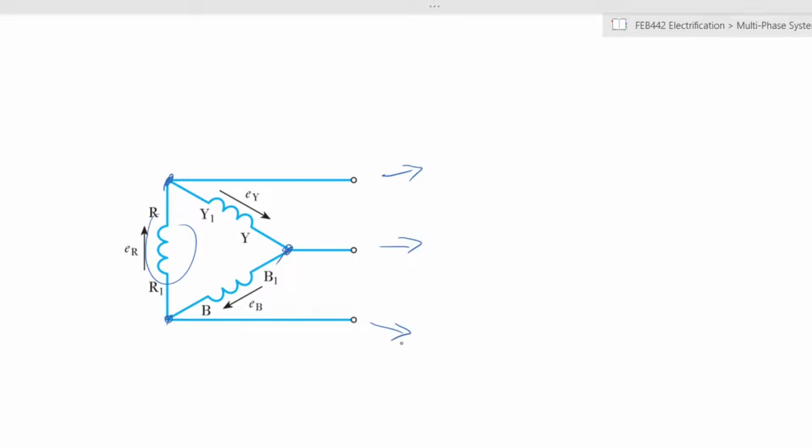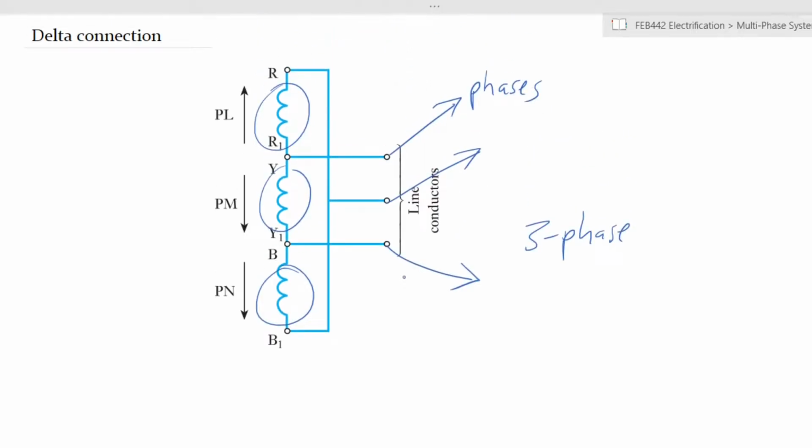Incidentally, in Kenya, the phases themselves, we have either 415 or 240, which is what we'll look at shortly. So this is what you call a delta connection.